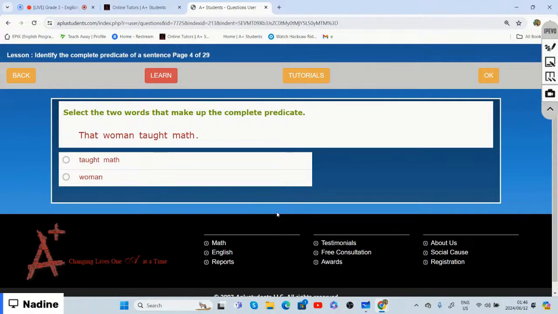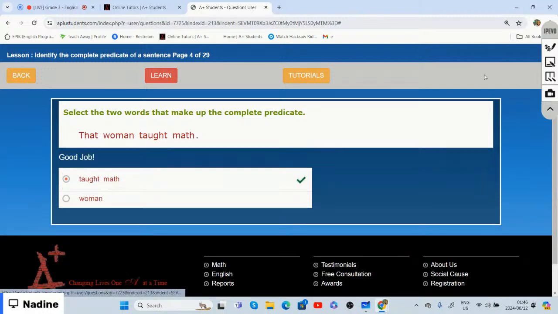All right, so if we were to select two words, then we can say taught math, right? Because taught is our verb. And what did she teach? Math. Taught math, right?